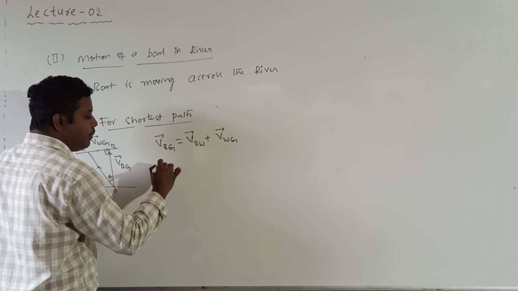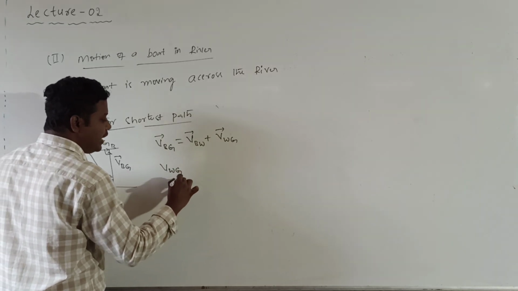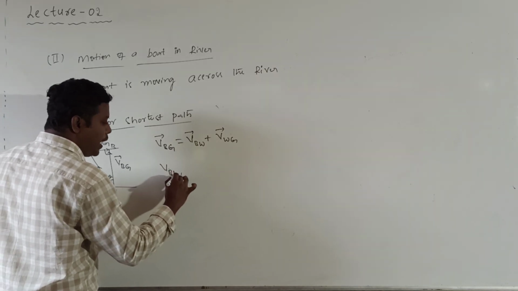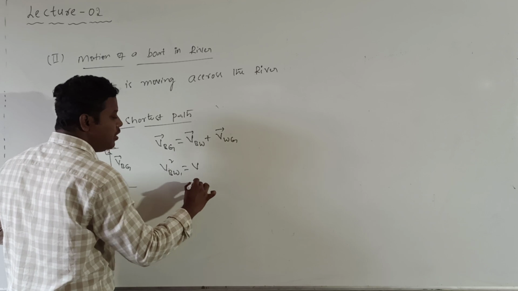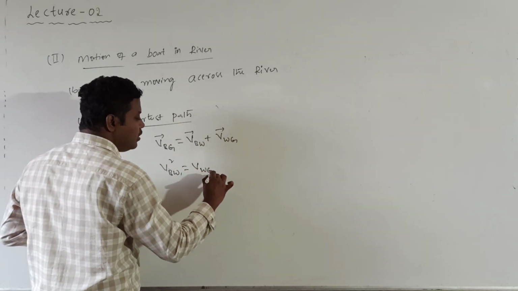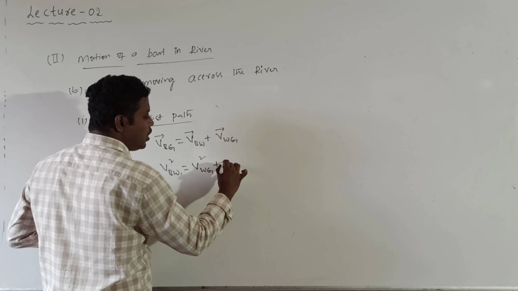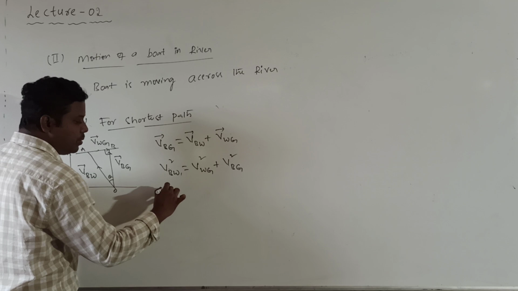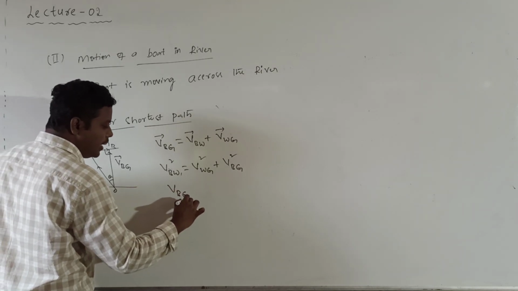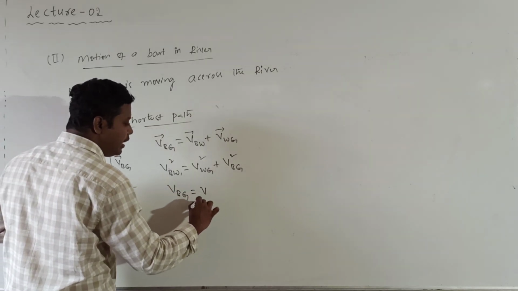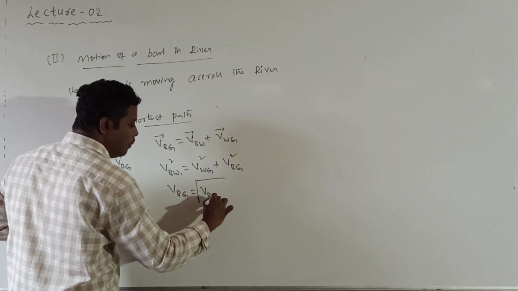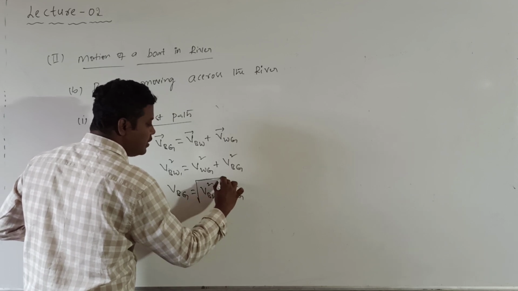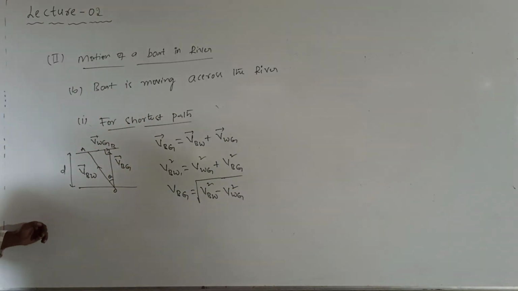So what will get the value given by VWG? Velocity of boat, sorry, this is VBW. VBW whole square is equal to VWG whole square, velocity of water with respect to ground, plus VBG whole square, velocity of boat with respect to ground. From this, which value do you want to calculate? VBG value. So VBG will be given by under root of VBW whole square minus VWG whole square. So this is the formula for velocity of boat with respect to which one?